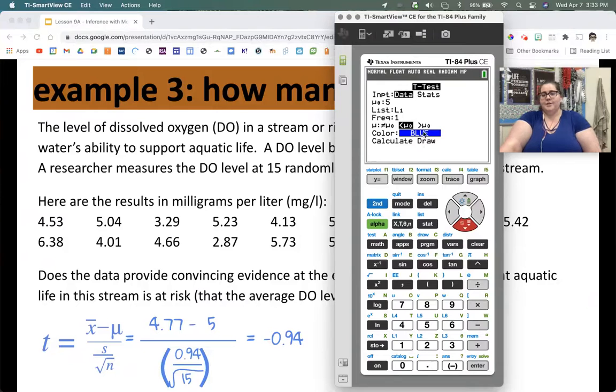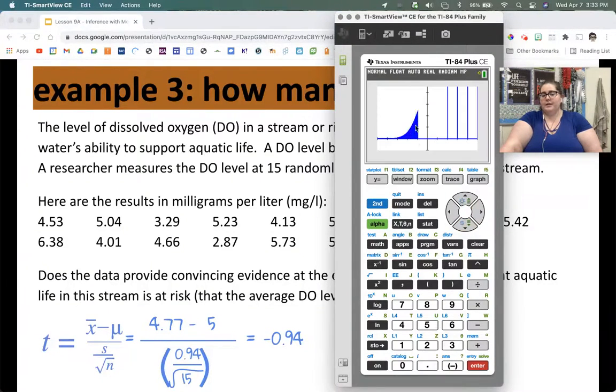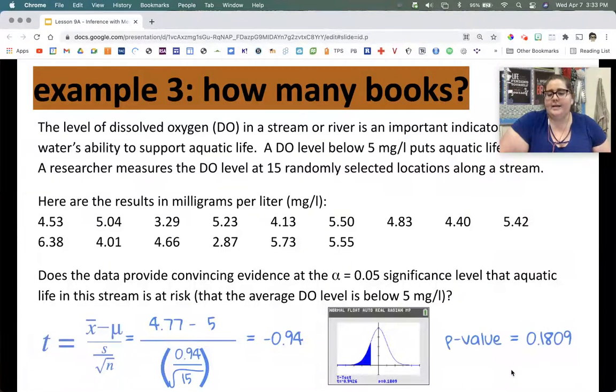And then just like in the last unit, we have the option of calculate or draw. I like draw because it draws me a little graph. Notice that my histogram is still back there, but I'm not going to worry about it. So there is my lovely t distribution. It's not actually a normal model, it's a t model, but it looks kind of the same. And then they've shaded off, so that place where it starts the shading, that is our sample mean, and then we wanted less than that. So we have our z-score or t-score of negative 0.94, and then it gives us our p-value of 0.1809. And that is our calculation step.